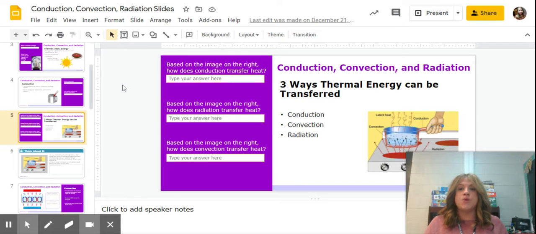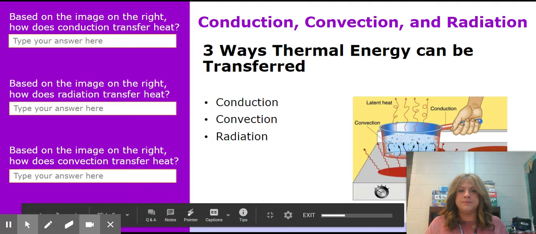It says, here are three ways thermal energy can be transferred. Remember, thermal is heat. It's conduction, convection, and radiation. So looking at this image right here, you're going to see all three.